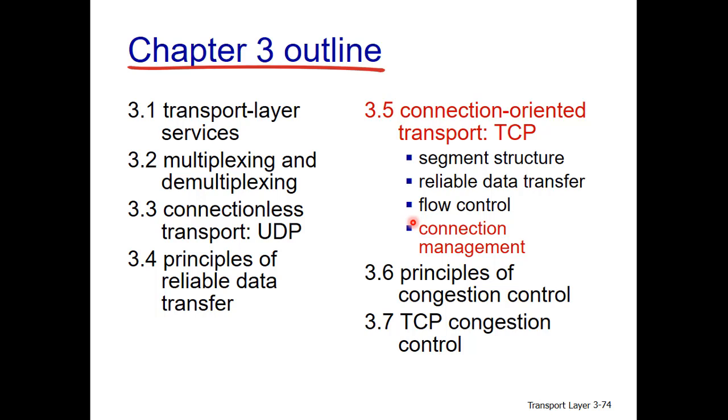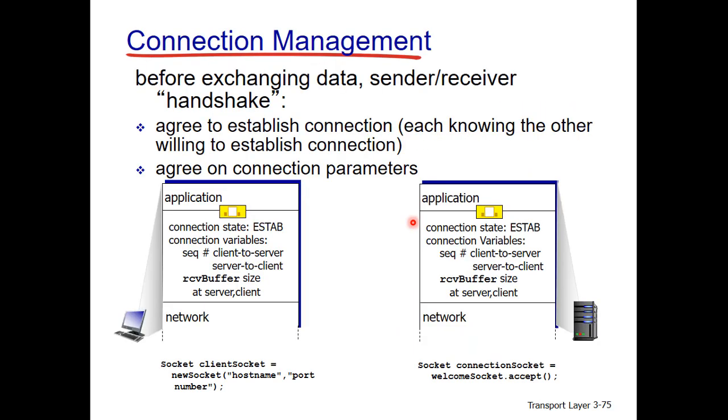Connection management: we have already talked about connection management many times when discussing different applications. So let's formally talk about it again. Before exchanging data, sender and receiver handshake. It's a connection-oriented protocol, so they do a handshake. They agree to establish a connection, each knowing the other, and agree on connection parameters. The client and server have agreed on the different parameters.